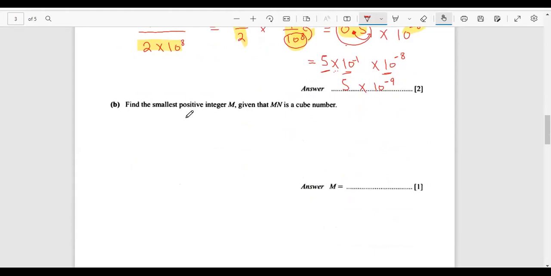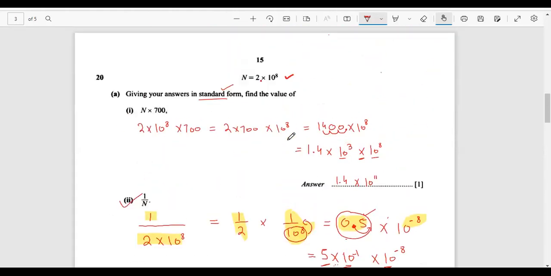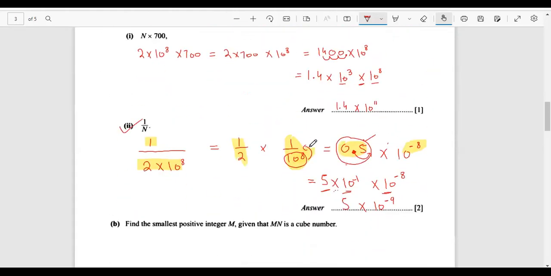All right. Let's talk about the next part of the question. That's not exactly related to the chapter which we are doing right now, but it is related to what we have discussed already. Find the smallest positive integer m, given that m into n is a cube number. What is n? n is 2 multiplied by 10 power 8.